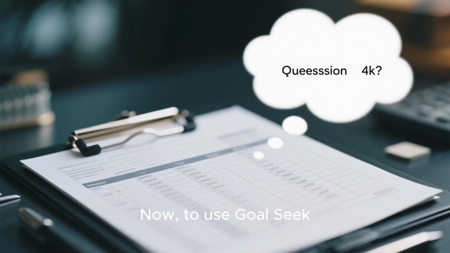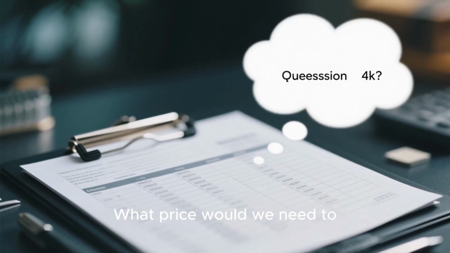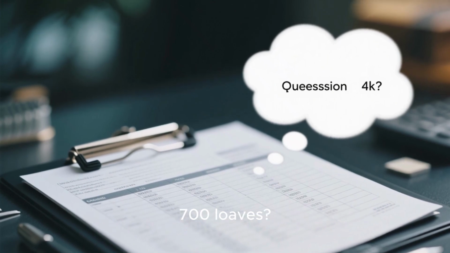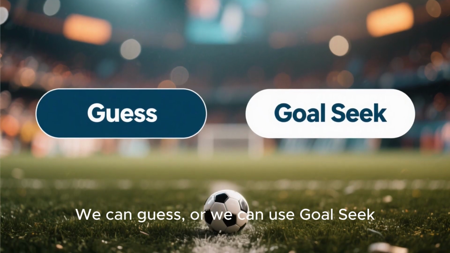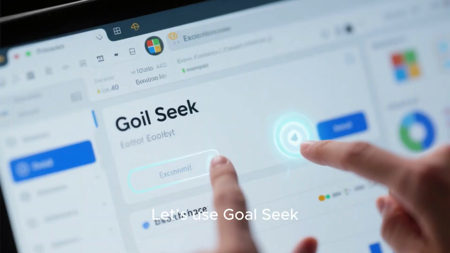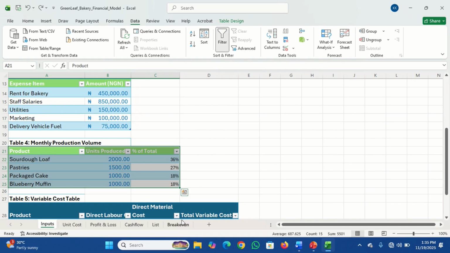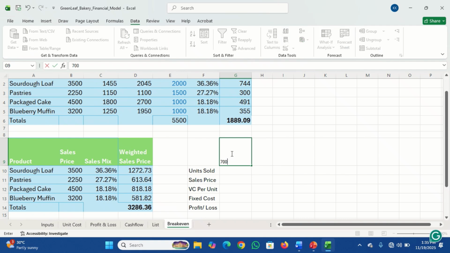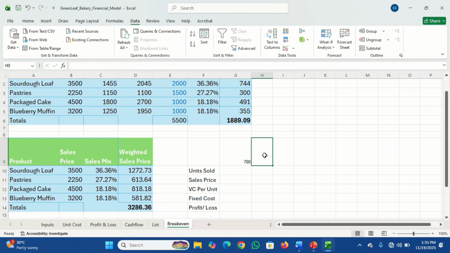Now, to use Goal Seek, let's ask a question. What price would we need to charge to break even by selling only 700 loaves? We can guess, or we can use Goal Seek. To use Goal Seek, we need to set up. Remember, the question is, what price are we going to sell if we are producing 700 units in order for us to break even? Now, consider this very critically. Now, we are going to set up this.